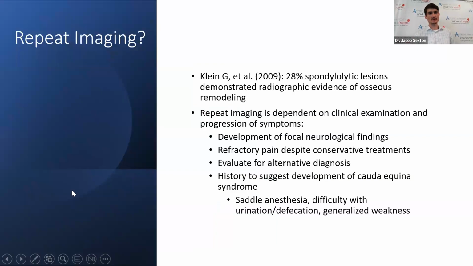So repeat imaging is always the next question that I get. Luckily, this guy did a lot of lectures back then, a lot of studies on spondys for me. Only 28% of spondylitic lesions demonstrated radiographic evidence of osseous remodeling. So the parents ask me if I'm going to get a repeat MRI. I tell them, if it still shows a stress reaction there, what do you want me to do with it? Because now I have to treat it, right?